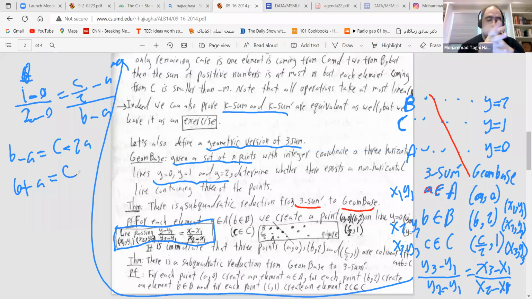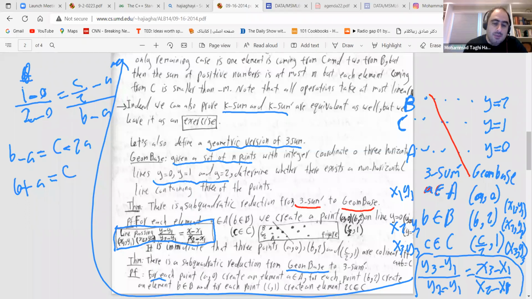So we are just using this formula, the line passing through x1, y1, and x2, y2, or this other formula: if we have 3 points that are going through one line, they are collinear, we should have these equations. And that's it. Now, the same thing, you can also say there is a subquadratic reduction from GeomBase to 3SUM', to 3SUM'.